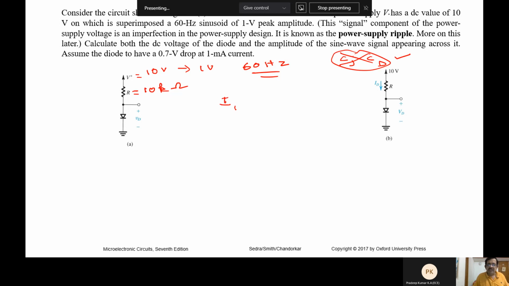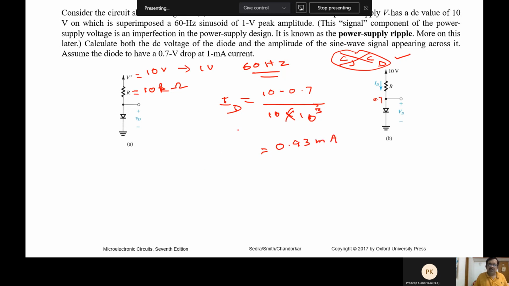What is the value of ID? Simple: this diode is grounded over here, so this will be 0.7 at this point. So ID will be equal to 10 minus 0.7 divided by 10 kilo ohm, that is 10 into 10 power 3 because of the kilo ohms. So effectively I will get 9.3, then divided by 10 will be 0.93 milliampere.